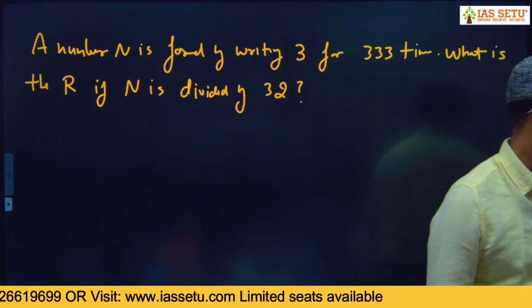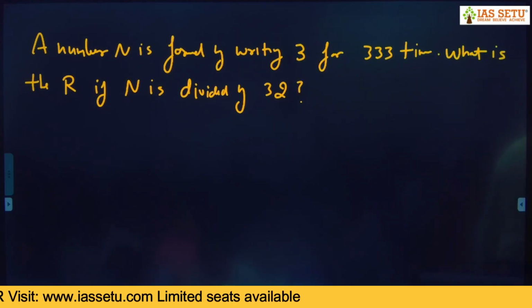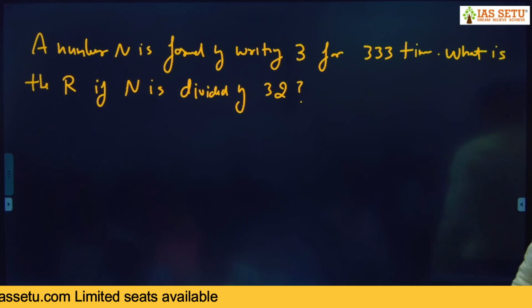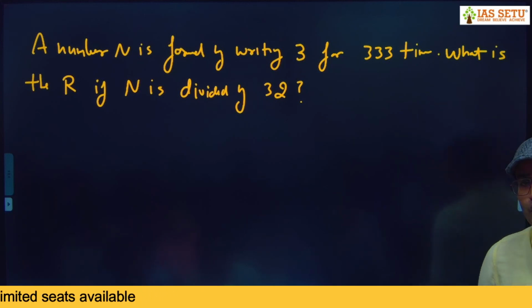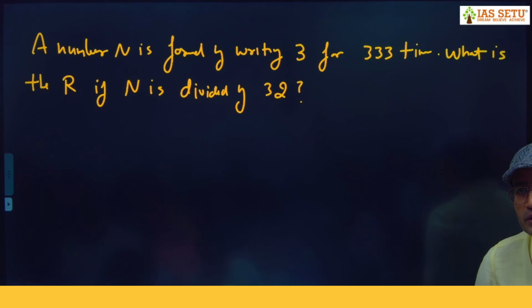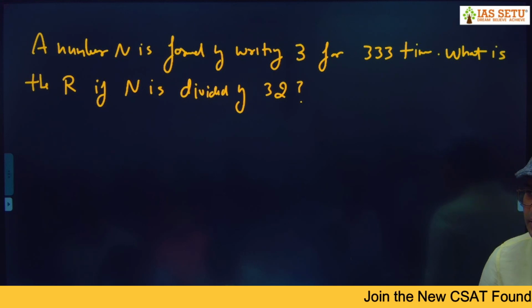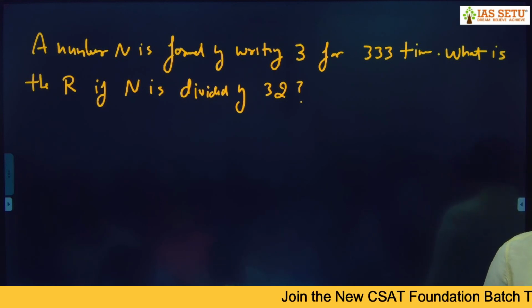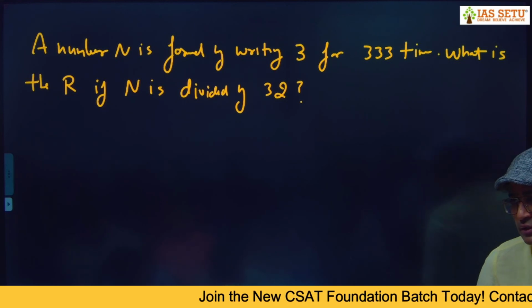I told you the concept, right? If that number is divided by 32, what is your remainder? For 32, what do you have to check? The last 5 digits. And what are the last 5 digits in this question? 3 3 3 3 3. Since all digits are 3, the last 5 digits are also 3.